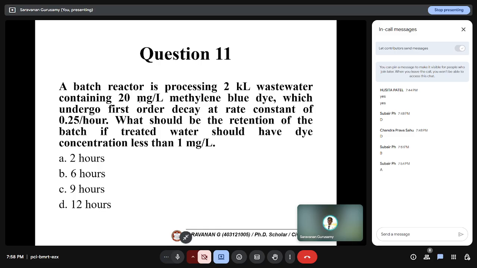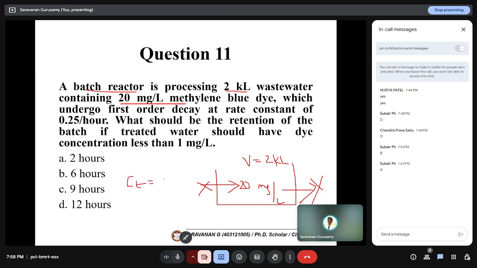So again they have given a batch reactor. So C in and C out is 0. Understand the reactor itself, and you can understand the formula. 2 kiloliter wastewater, so volume is 2 kiloliter. No flow will be given; for a batch reactor only volume is given. 20 milligram per liter of pollutant, methylene blue, is there. Under first order decay, Ct equal to C naught into e power minus Kt is the batch reactor formula. Rate constant is 0.25 per hour.